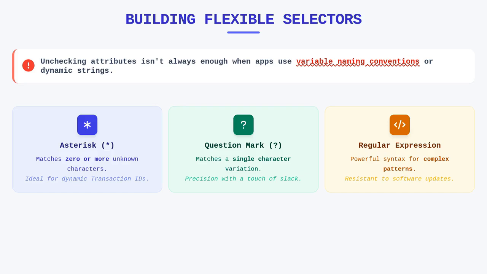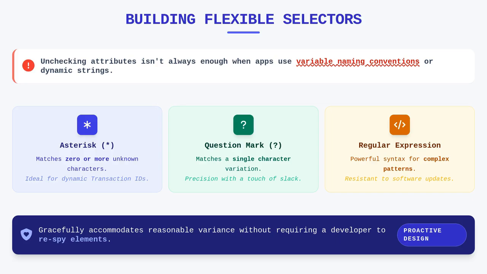When you switch a match type to a regular expression, you gain access to a powerful syntax that can handle complex patterns, ensuring your robot remains productive even when the vendor updates their software labels. This design approach is far superior to reacting to every minor UI change, as it gracefully accommodates reasonable variance without requiring a developer to respy the element every time.